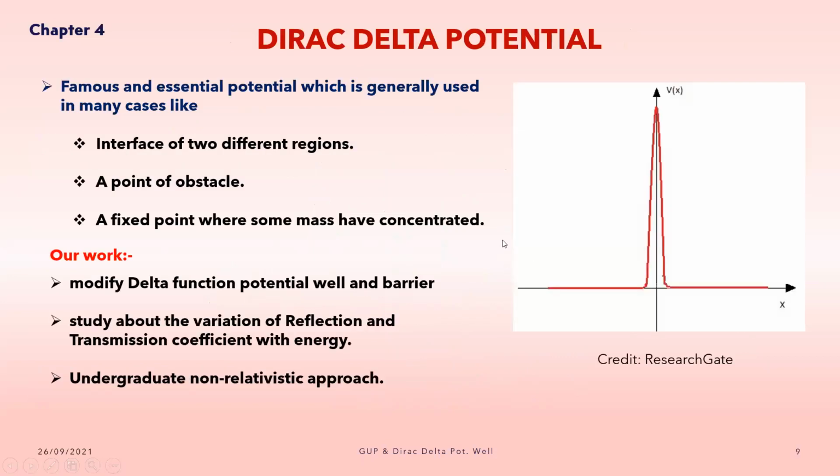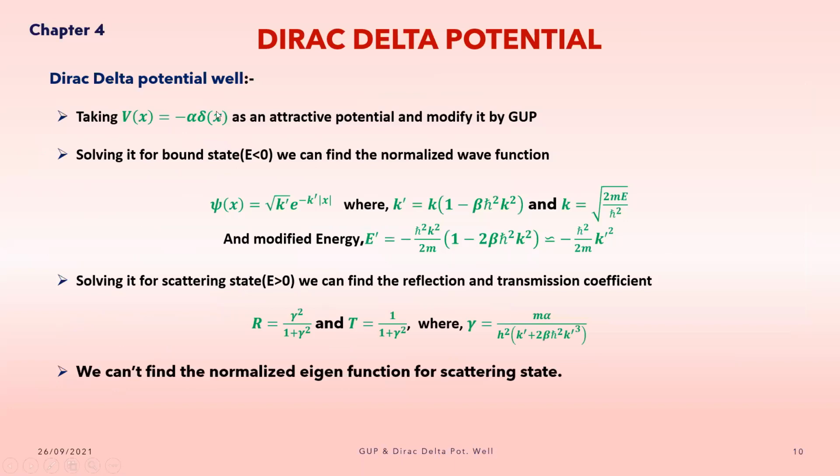First we just choose the Dirac delta potential due to its use at the interface of two different regions, a point of obstacle or a fixed point where some mass has concentrated. So our work is to find the variation of the reflection and transmission coefficient at the scattering state in an undergraduate non-relativistic approach for the delta function potential using the GUP. Okay, so we did it.